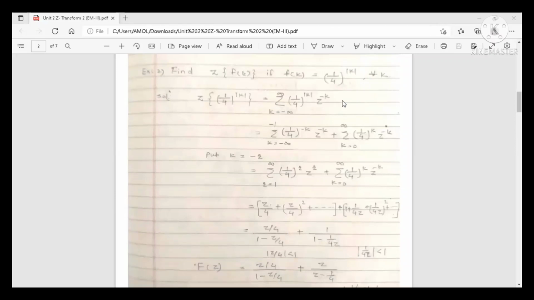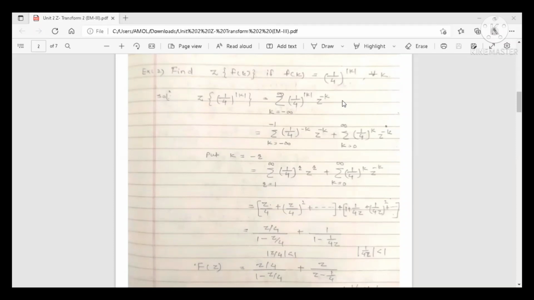Hello, dear students. This is the Engineering Mathematics 3 lecture. The topic is Z transform. Last lecture, we discussed the Z transform of some standard sequences and properties of Z transform. This topic, Z transform, is from second unit. Now, the examples on Z transform.